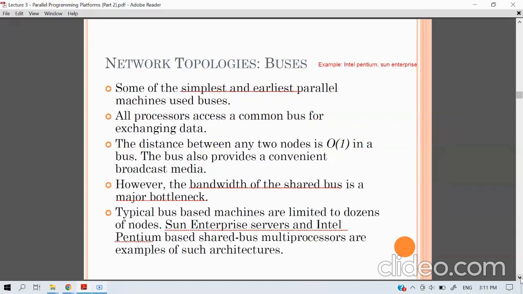Okay. So the first topology is called buses. Buses can be found in the Intel Pentium and also the Sun Enterprise.